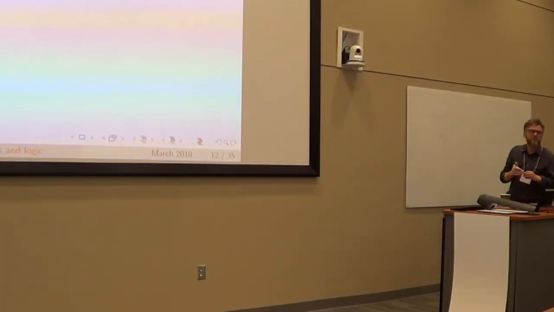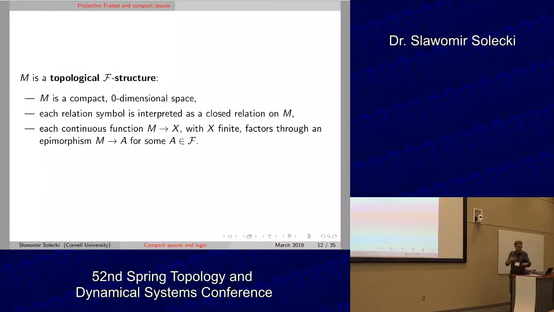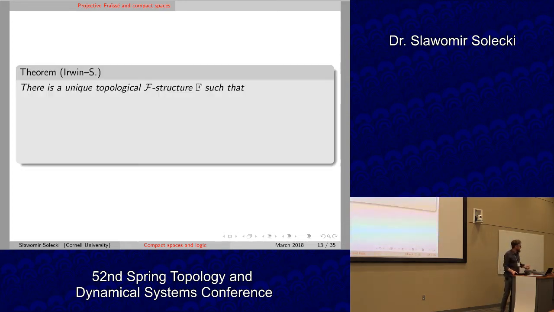Okay, in any case, this is what's happening, right? If you have this, you can factor through. So every continuous finite partition is refined by an epimorphism. Okay, so then the theorem that we prove is there is a unique topological F structure, like on the previous slide, provided I am starting with a projective Fraïssé family F, and it's countable. So there is a unique structure F with the universality property.